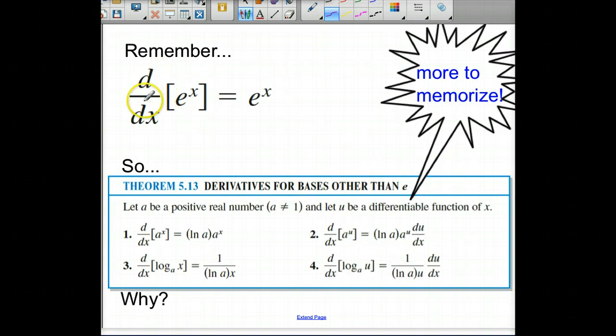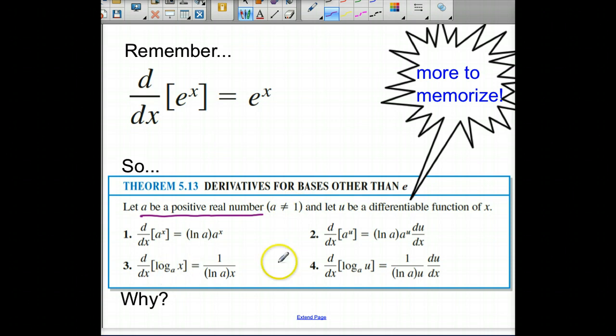Alright, so remember the derivative of e to the x is e to the x? Well, here's some more stuff to memorize. We're going to be talking about bases other than e. So the derivative of a to the x is not just a to the x, but it's also times the natural log of a. So the derivative of a to the x is the natural log of a, which is always a constant, times a to the x. A is a positive real number, but not 1.